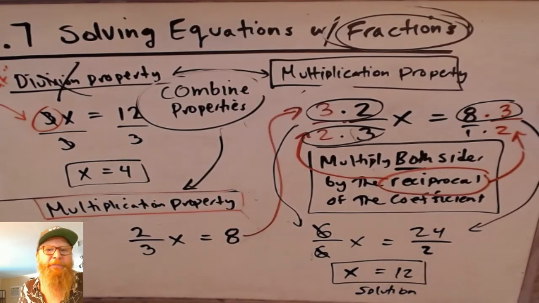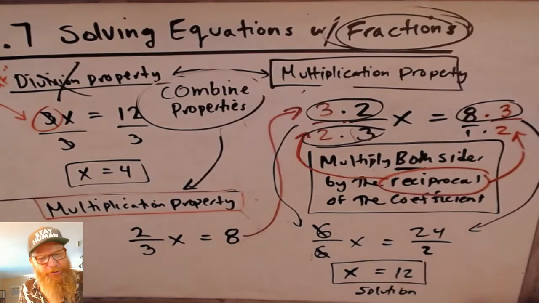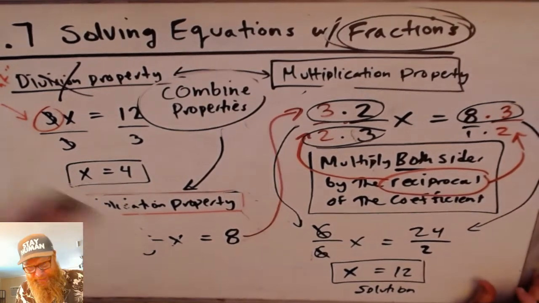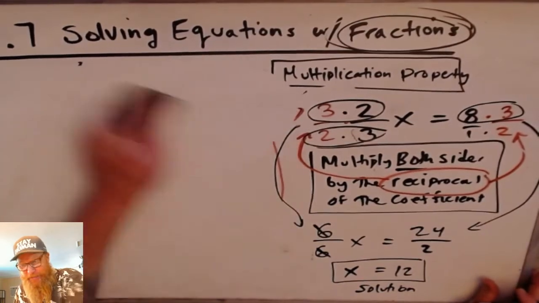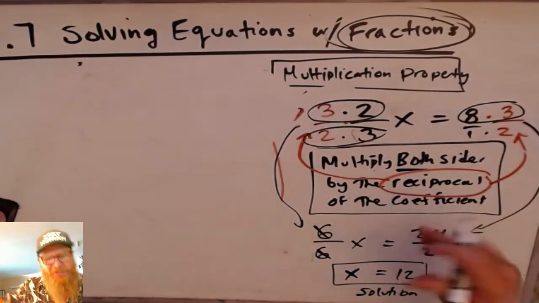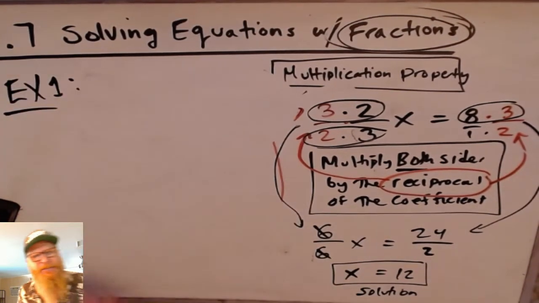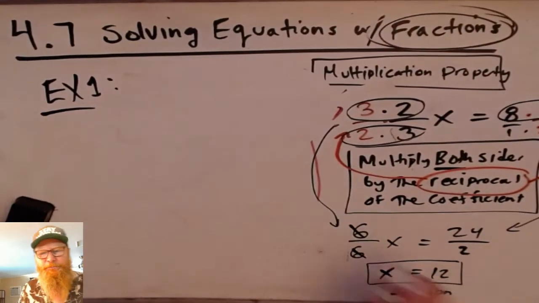So that's what we're doing today. We're going to use the multiplication property using fractions. I guess you could have called this example 1, but why don't we call this example 0? And I'll start my lesson officially now with example 1.